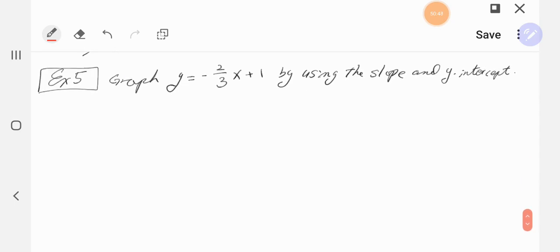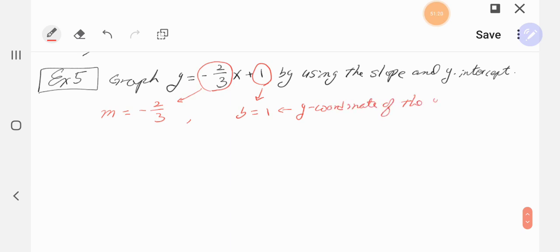So let's try example 5. Graph y equals mx plus b. This is mx plus b. So the slope of this line will be negative 2/3, right? This is the slope, and then b is plus 1. This is the y coordinate of the y-intercept. So let's graph this one on a coordinate plane.